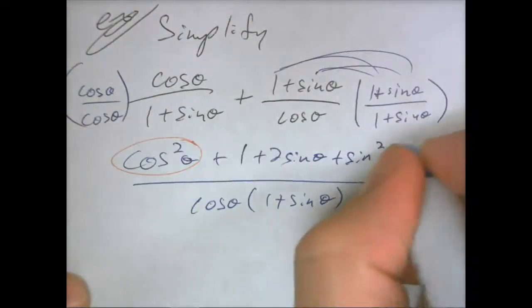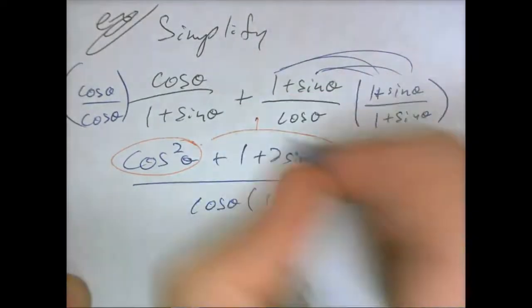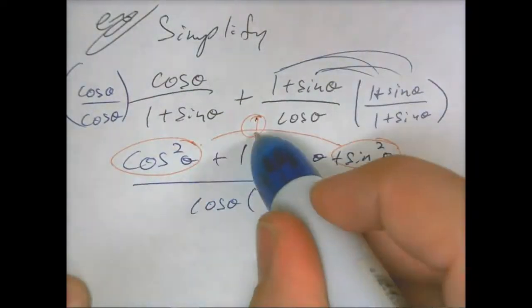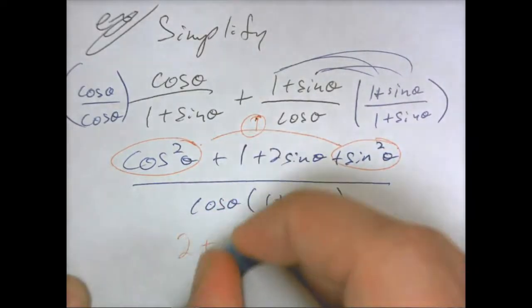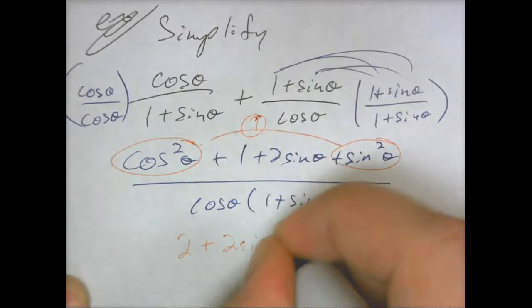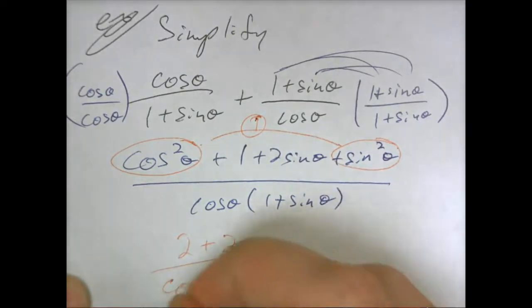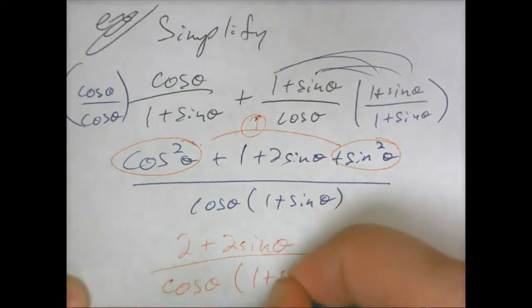Okay, with this now, I see that I have cosine squared. I have plus sine squared. Cosine squared plus sine squared is 1 by the Pythagorean identity. So this is really 1 plus 2 sine theta. 1 plus 1 is 2. So I have 2 plus 2 sine theta all over cosine times 1 plus sine.